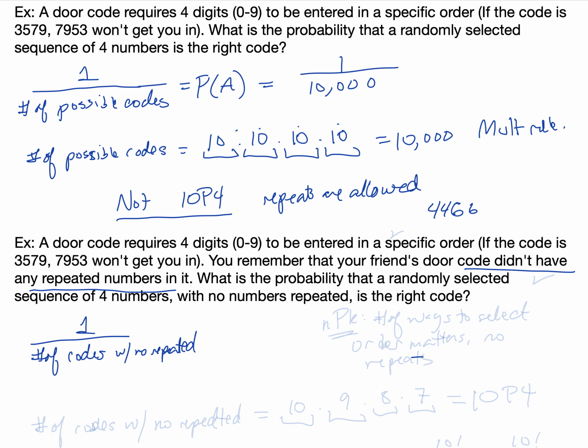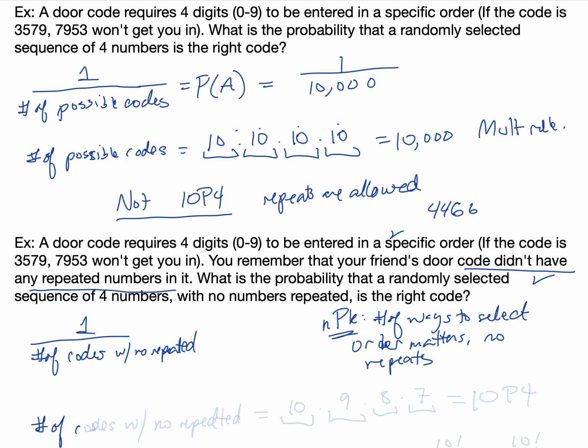So a permutation has 2 requirements. N permute k is the number of ways to select k objects from n objects where order matters and there are no repeated digits, or no repetitions allowed in general. So is that the situation we're in? Yes, they're entered in a specific order, so the order matters. The code doesn't have any repeated digits in it. So great, we are in the world of permutations.